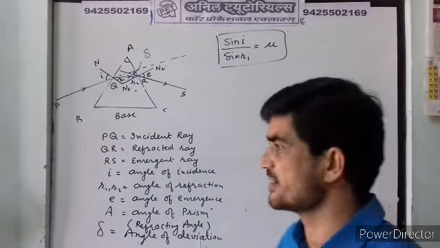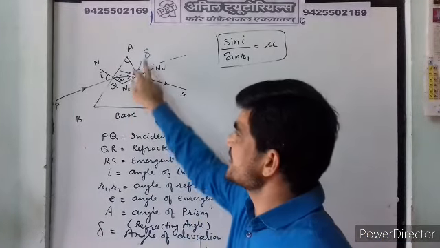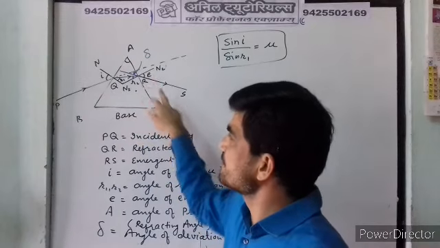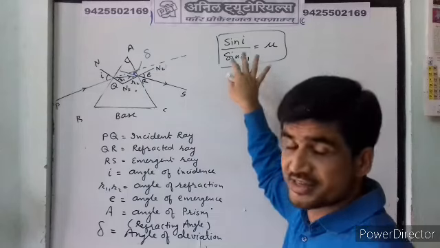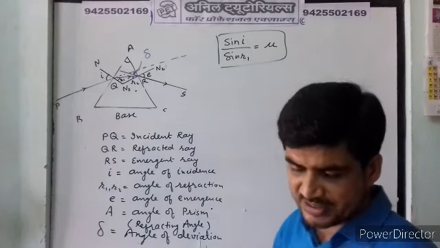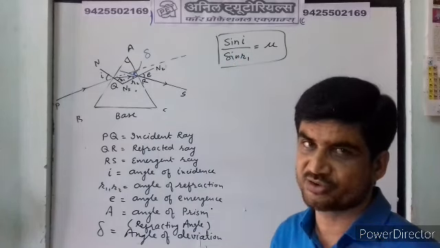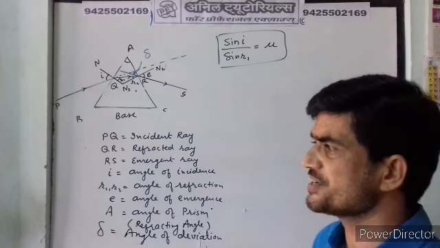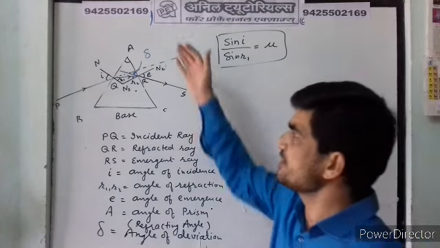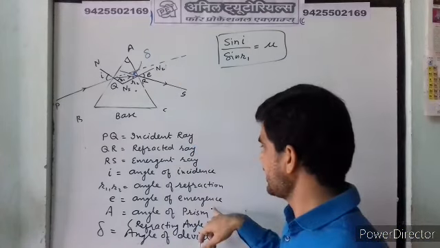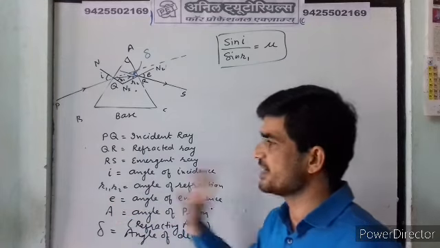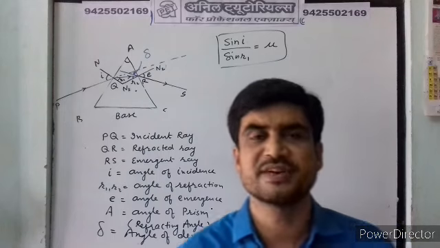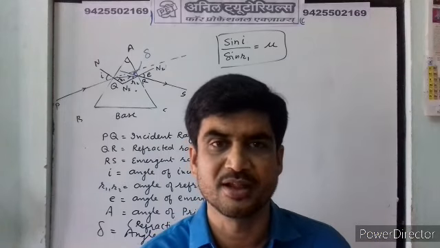The angle of incidence is I. The refractive index of this denser medium, the medium of the prism, is suppose mu. So we can write this equation whenever it is required. But our target is to find the relation between the prism angle and the angle of deviation, along with R1, R2, I and E. So that derivation is very much important.